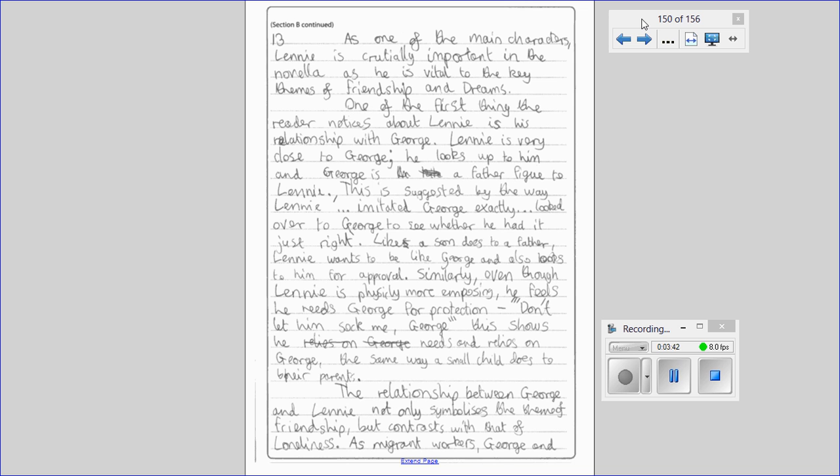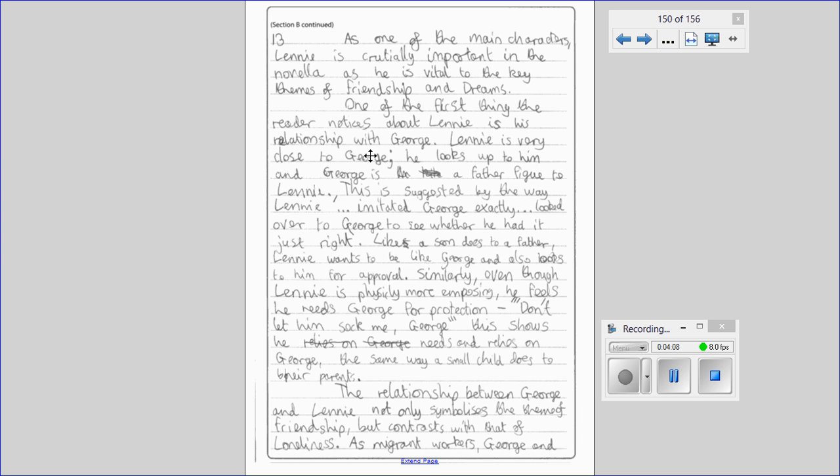This is suggested by the way Lenny imitated George exactly, looked over to George to see whether he had it just right. Like a son does to a father, Lenny wants to be like George and also looks to him for approval. Similarly, even though Lenny is physically more imposing, he feels he needs George for protection. Don't let him sock me, George. This shows he needs and relies on George the same way a small child does to their parent.